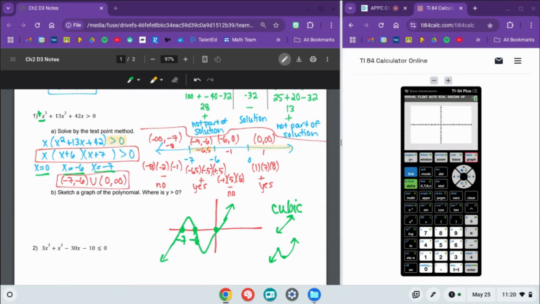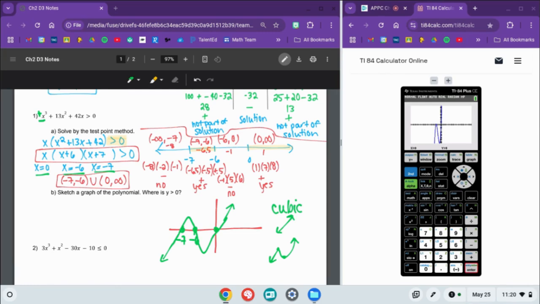All right, so let's hit graph on our calculator and see what it looks like. I could zoom out a little bit if I want to. Let's hit zoom out. And you can see that that's essentially the shape of the graph. It doesn't have to be perfect. We just need to see what's going on in the graph.